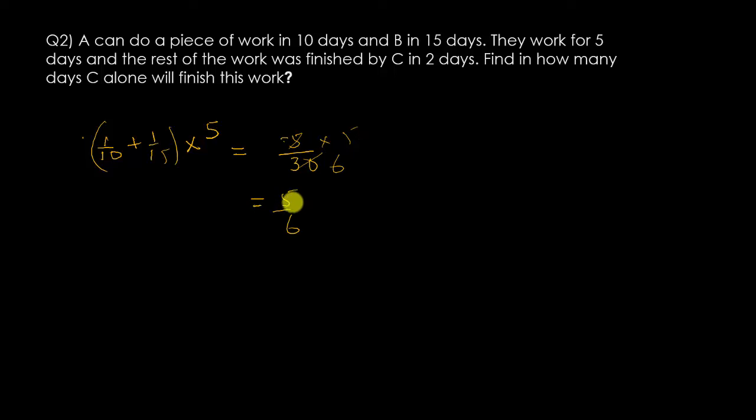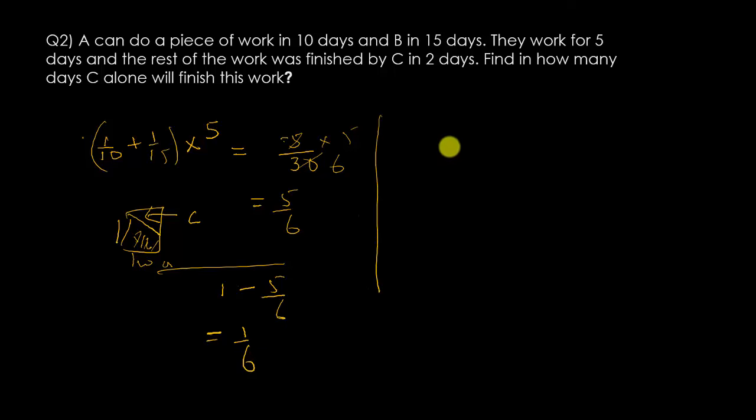So the majority of the work is finished by A and B. So suppose this much of the wall has been created, only this is left. This will be done by C. What is this portion? We will need to know. So this is 1 minus 5 by 6. This is one work, right? And this is 5 by 6, which leaves 1 by 6.